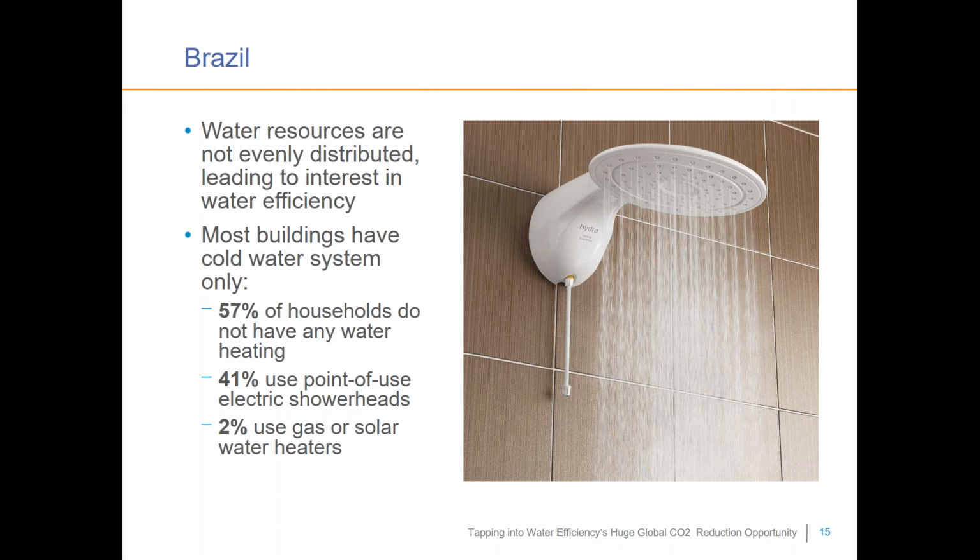It is basically an electric resistance heater, and the water circulates through that, gets heated at the point of use, and that's the main way that people heat water in houses in Brazil. And then 2% do have gas or solar water heaters, so those would be the two pipe systems. So again, as far as we know, this is broadly applicable across South America.